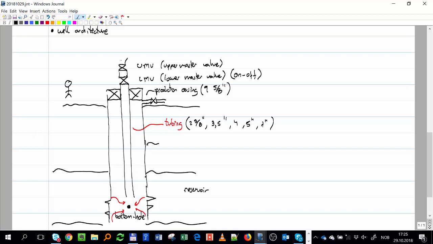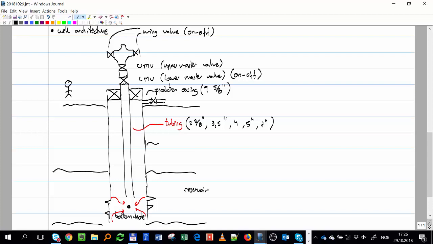Next, what do I have? Something called the wing valve, right? I have two valves that are called wing valves, and it's also an on and off valve.